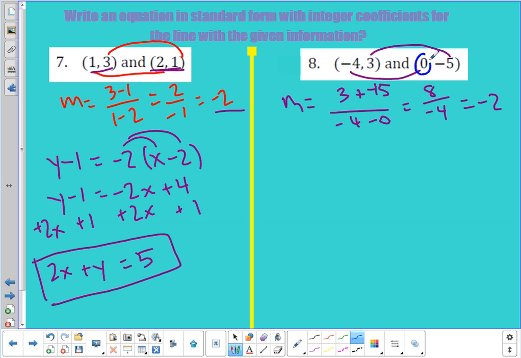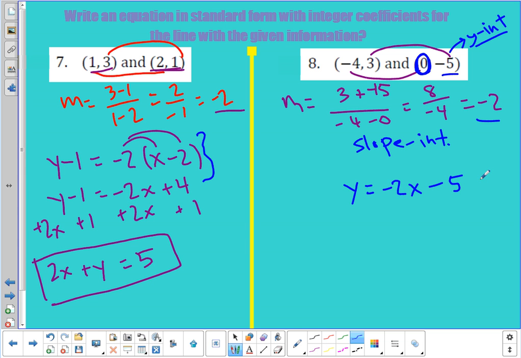I have an x value of 0. Anytime I have an x value of 0, that means that is my y-intercept. If that's my y-intercept, I can skip point slope and go straight to slope-intercept. So when I write out a slope-intercept equation, this is my y-intercept and that's my slope. That's y equals negative 2x minus 5, because that x value is 0.